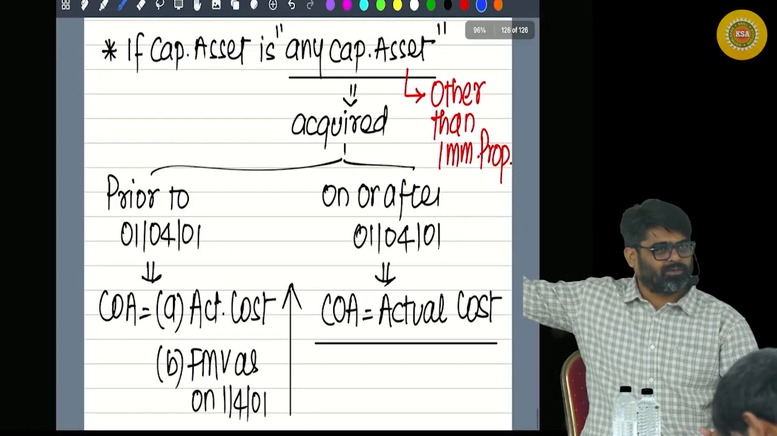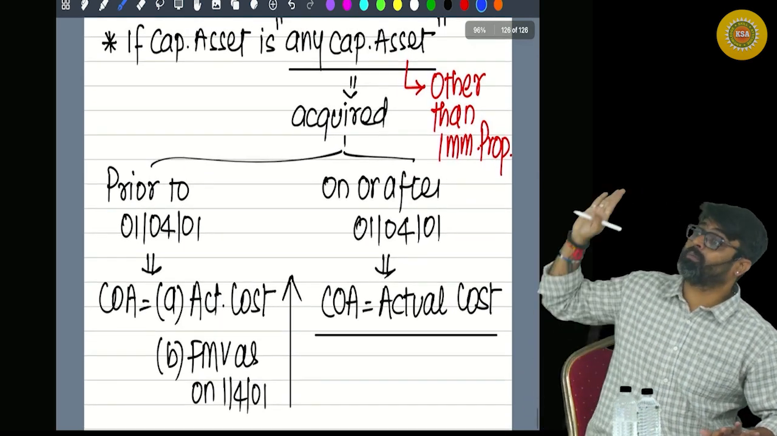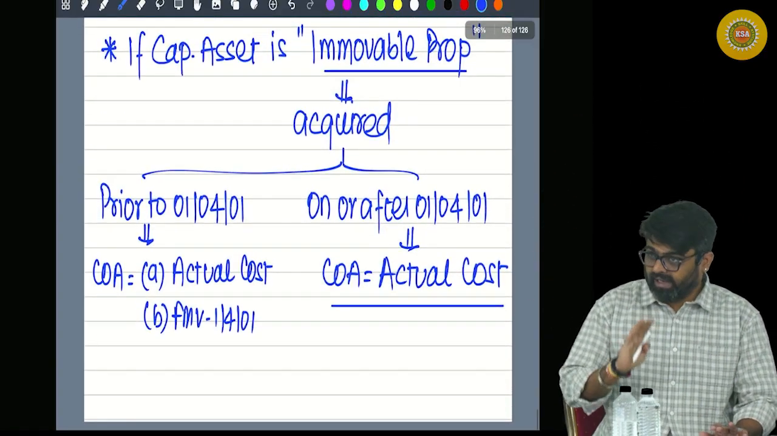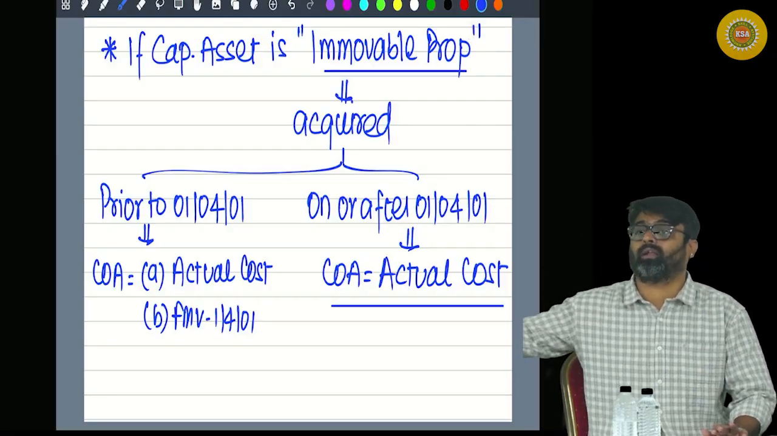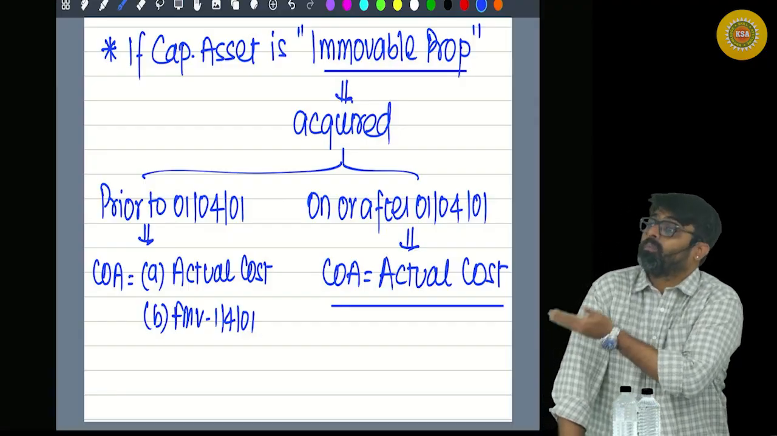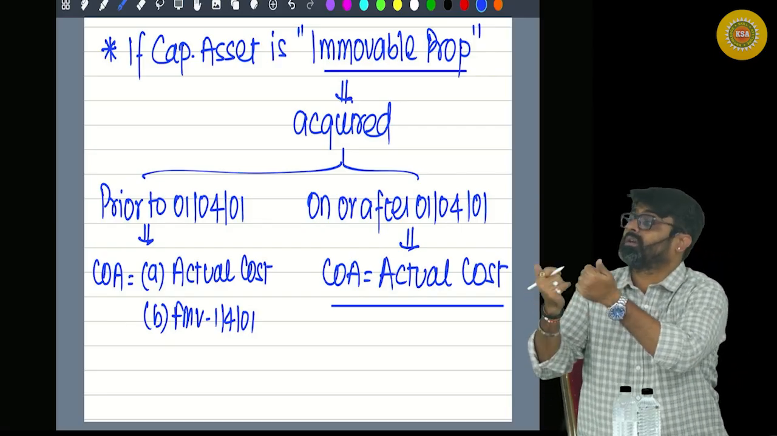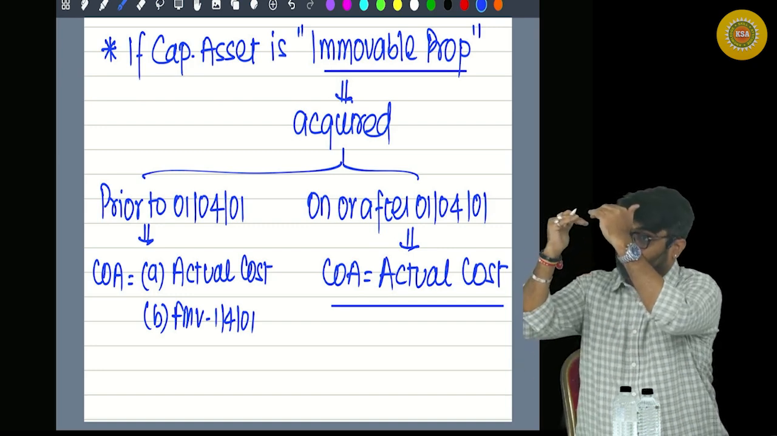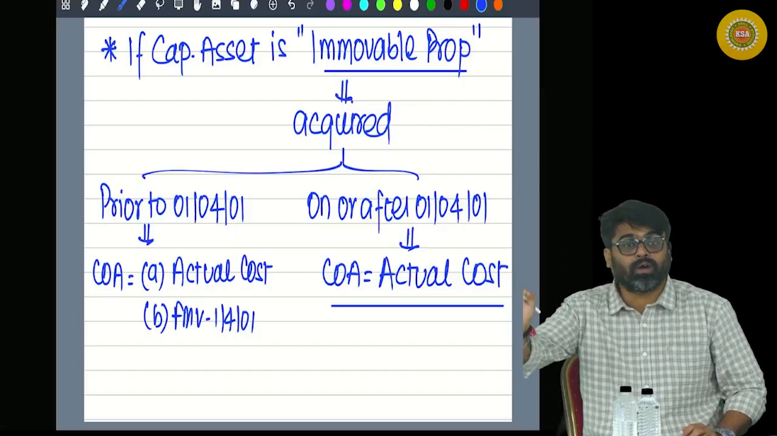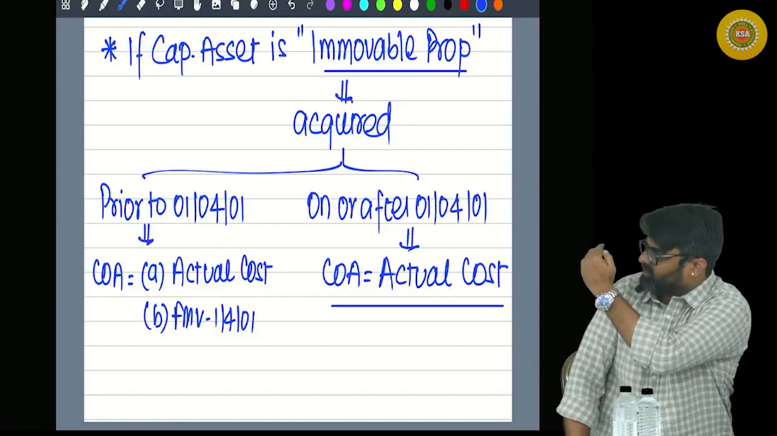For other assets, there is no such restriction that fair market value should not be more than that. But for immovable property, there is a restriction. You have the option to take the fair market value, yes or no? But if that fair market value is more than the stamp duty value, then you cannot take the fair market value in excess of stamp duty value. Restrict your fair market value to the extent of stamp duty value as on 1st April 2001 if available. Got it? Hence, I had to separate it.